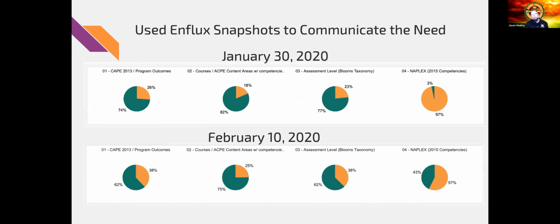So as you can see here, January the 30th, I started doing snapshots. So this is the January 30th snapshot. 74% of our faculty tagged with Kate, 82% with ACPE, 77% with Blooms, and then only 3% with NAPLEX. And we saw that and we're like, why aren't they tagging NAPLEX? Coming to find out, pharmaceutical scientists were saying, well, NAPLEX tags don't really apply to us. Well, that's not necessarily true.